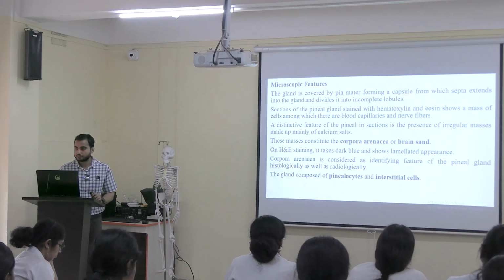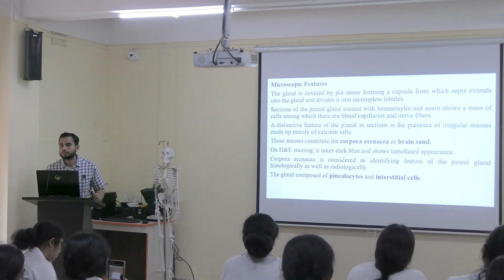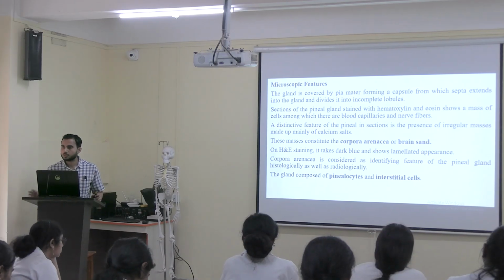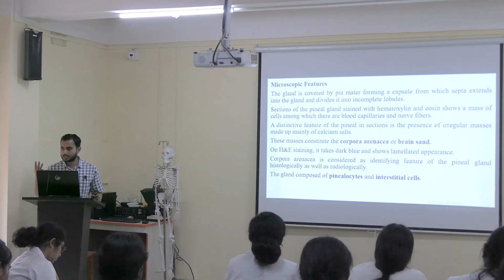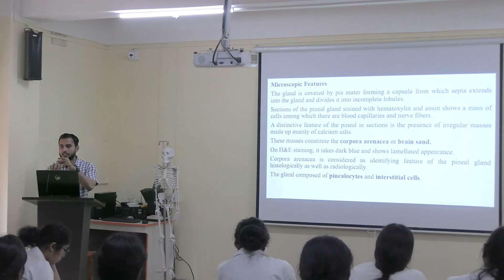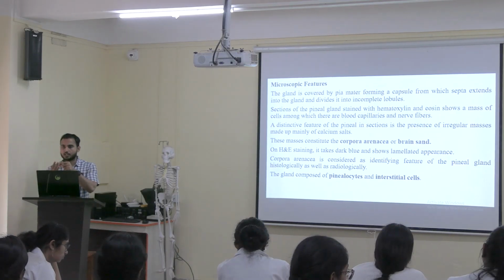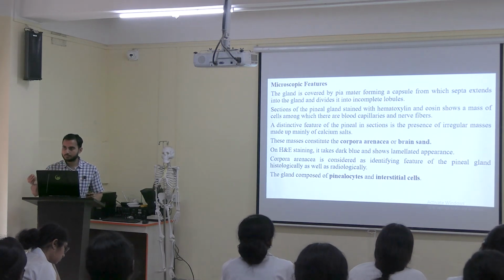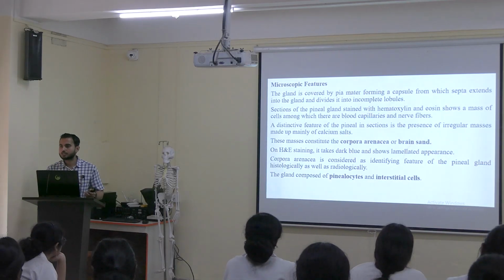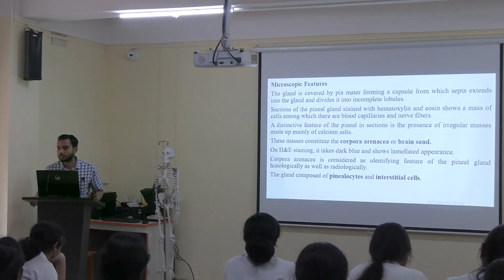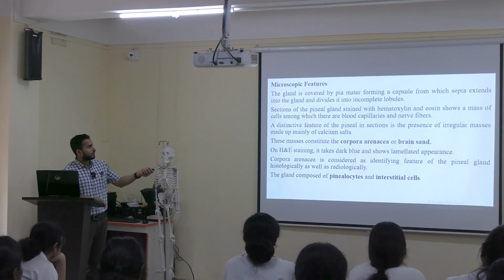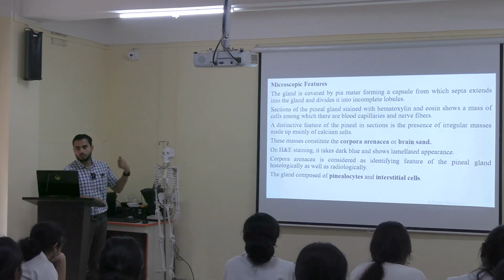Now the microscopic structure is very simple. First of all, a covering is there, and that covering is provided to the pineal gland by the pia mater. We know that in the meninges three layers are there: dura mater, outermost, arachnoid mater and pia mater. Among them, which one is the innermost? Pia mater is the innermost one. So this pia mater, which is covering the brain, forms a capsule for the pineal gland. From that capsule, septa go into the gland and divide it into incomplete lobules.